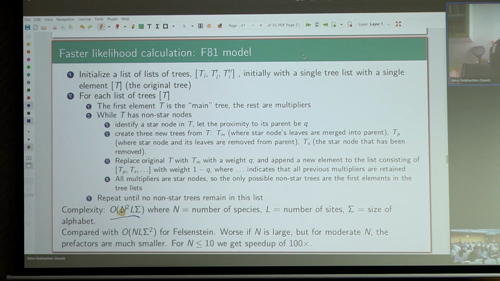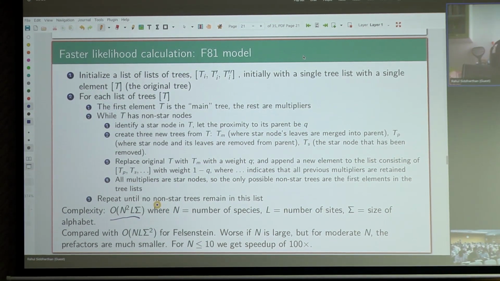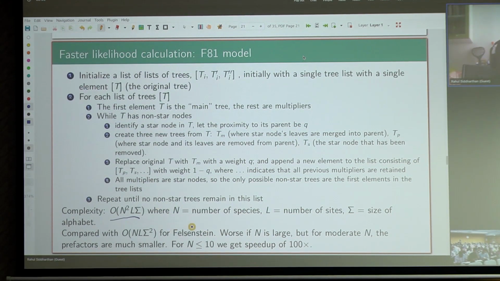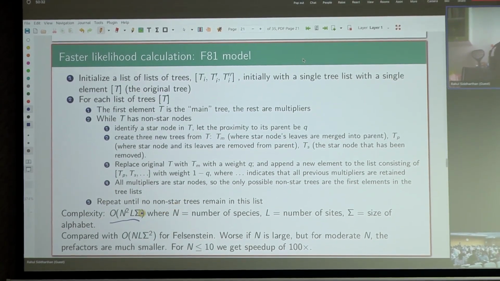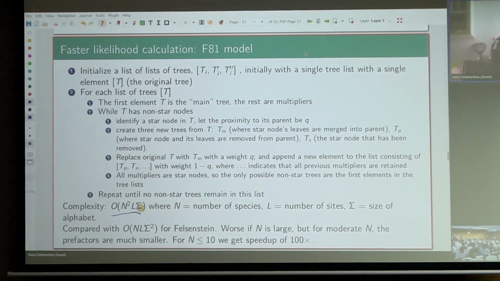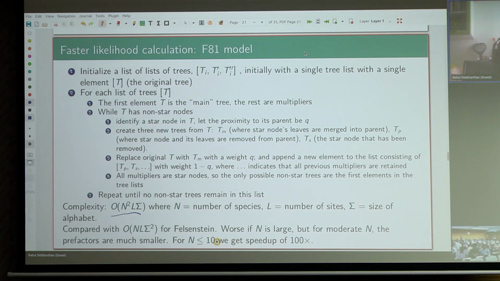Actually, I'm not completely sure of n squared, but this works only when n is relatively small, like less than about 10 to 15. I should also say that I have implementations both for this and for Felsenstein, but neither of them is super optimized. So this is basically what I've been calculating on a workstation for the data that I will show you.